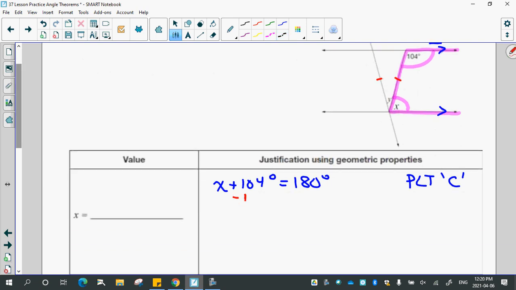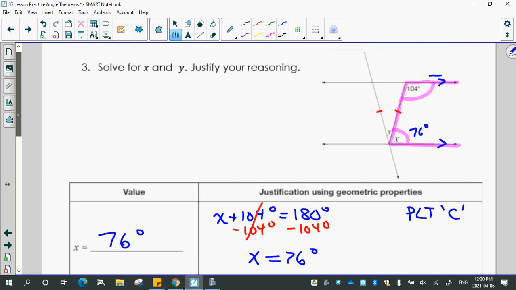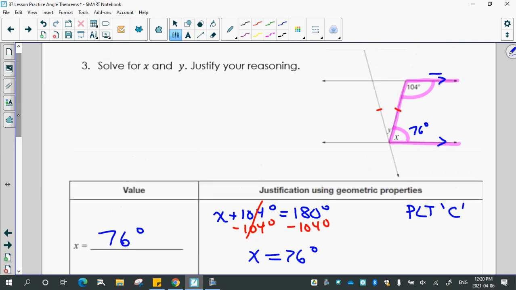So that means X ends up being 76 degrees. So that means I can fill that into the diagram. How about a way to get Y?